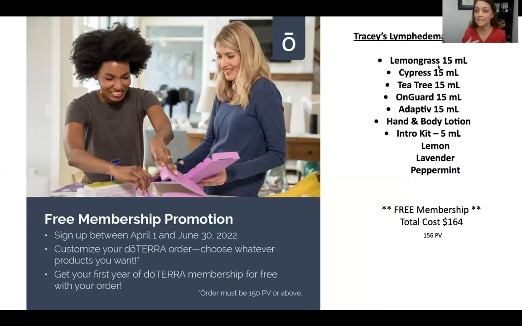Then I put in hand and body lotion. If you're going through treatment here and you're getting those little jugs of lotion, that's what I'm putting in it, along with customizing your essential oil blend. Most of them have lemongrass and or cypress in them. And then the intro kit you get at a deal price because it's a kit, but you get lemon, lavender, and peppermint. And for patients with swelling, lemon is one.